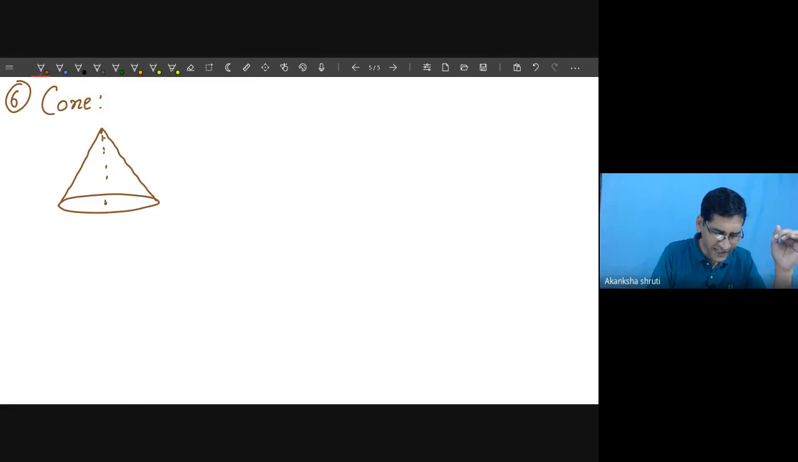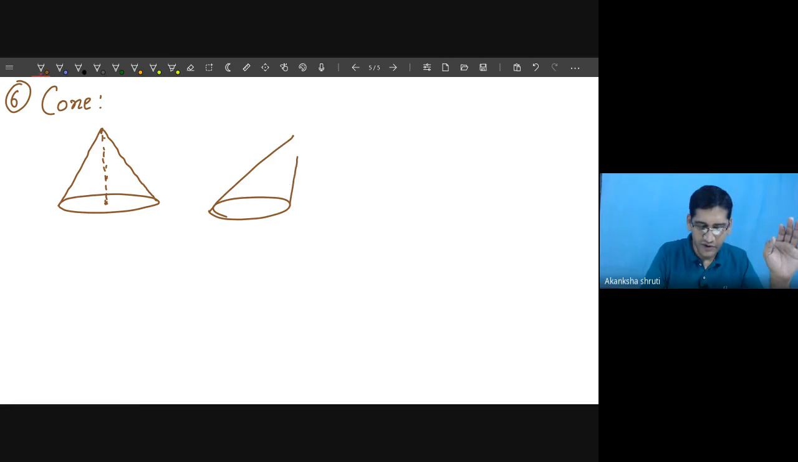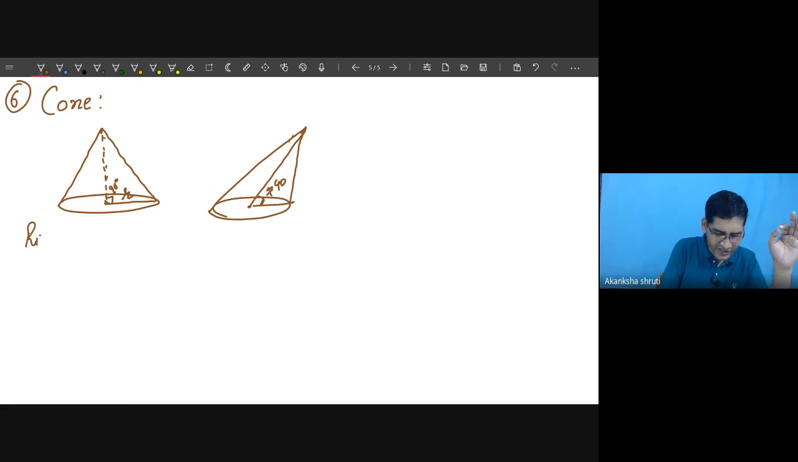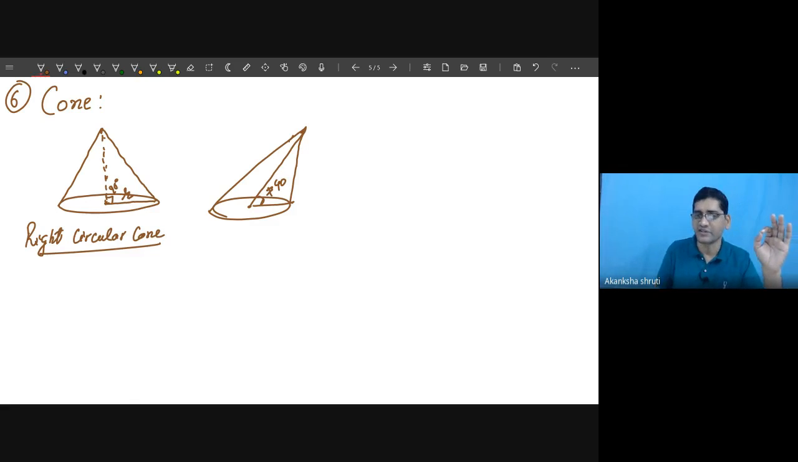Students, like the cylinder, it could be the right circular cone or maybe the oblique cone. It may also be like this one, where the cone is formed not just above the center of the circular area, but somewhere else. So in this case, this angle is not equal to 90 degrees, but in this case, this is our 90 degrees. It is our right circular cone, and we have to stick only to this right circular cone.